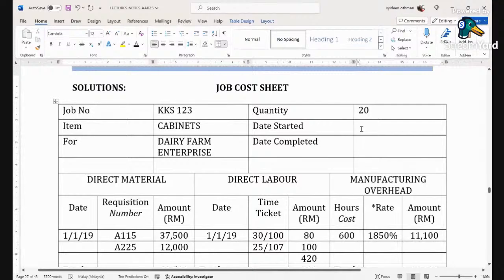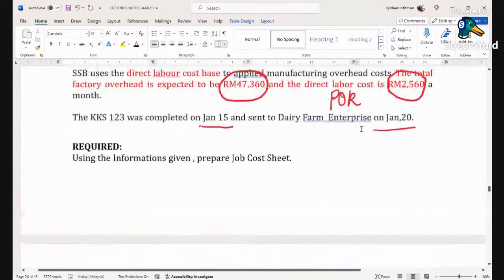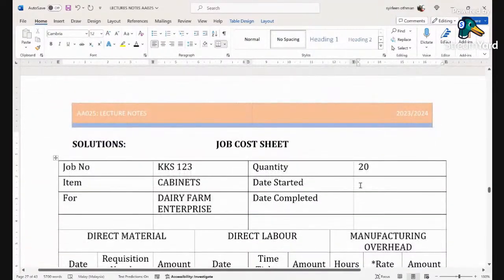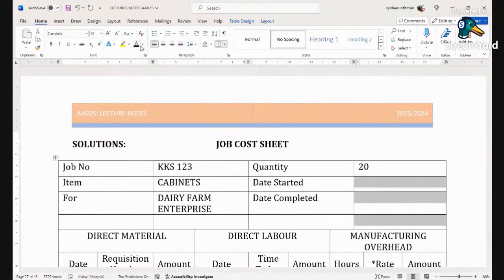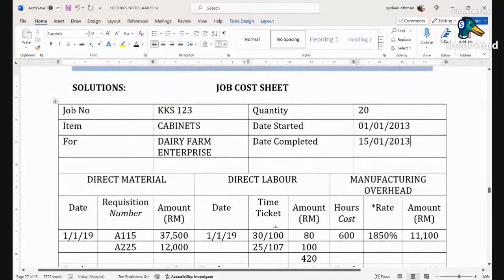Okay, so the job started on, okay, kalau you tengok tadi, the job started on 1st of January, habis 15, betul lah? Okay, so dia start January 1st, kita tulis tarikh ya, 01, 2013, dan dia siap 15 January 2013. Okay, so that's the date started and the date of completion.